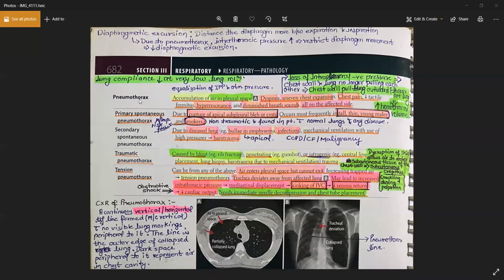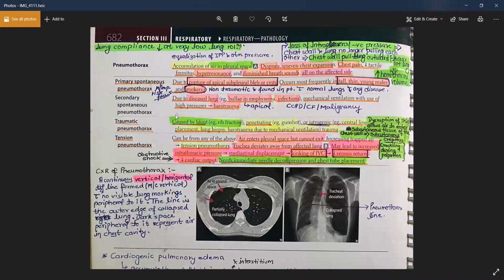And in case of pneumothorax, because your pleura is now in direct contact with the atmosphere, the pressure inside the pleura, that is the intrapleural pressure, will become equal to the atmospheric pressure. Loss of negative pressure will lead to the collapse of the lung. You cannot have proper expansion of the lung now, so the volume of the lung will be decreased.